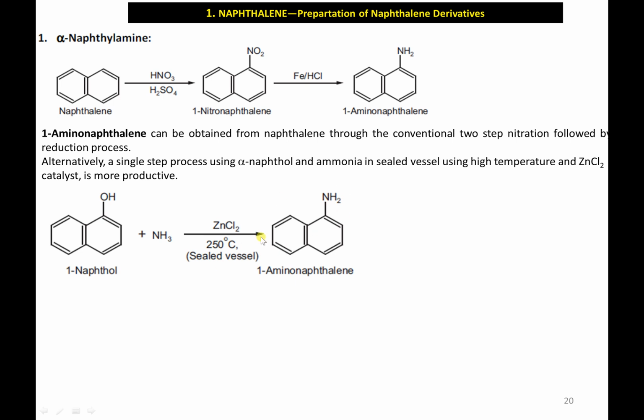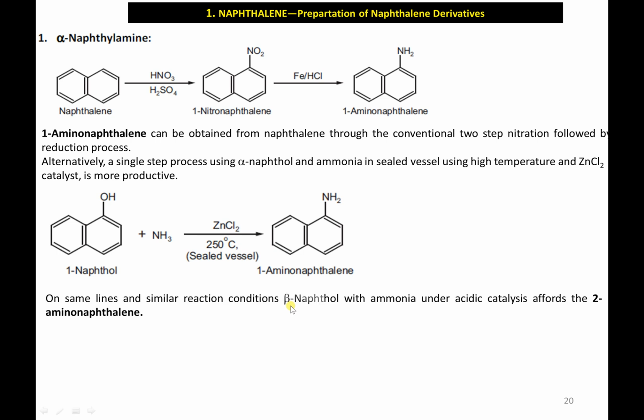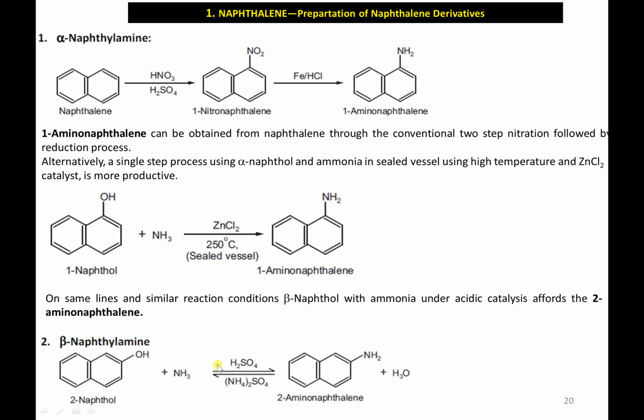You can also make these under pressure conditions from 1-naphthol and ammonia with zinc chloride in a sealed vessel at a very high temperature. This will be a nucleophilic substitution of the OH with NH2. On similar lines, beta naphthol with ammonia under acidic catalysis will give you the 2-amino naphthalene. Fine.